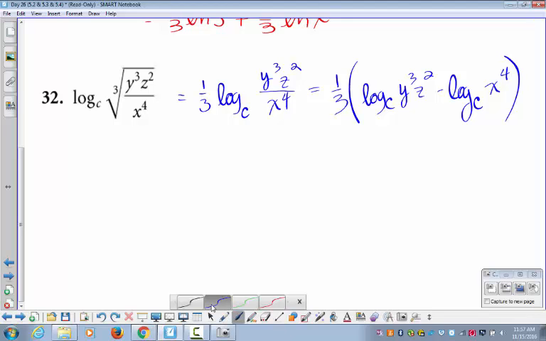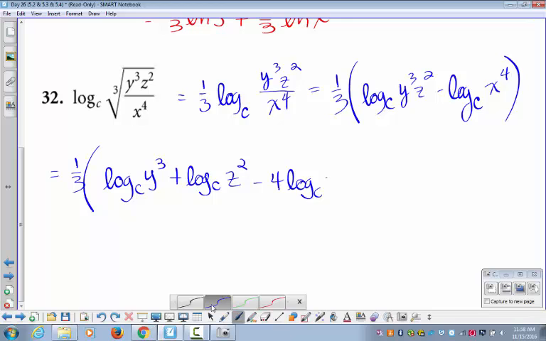Predominant operation in the first log we see there is multiplication. That's the next step. We'll leave that 1/3 out in front for now. So we're going to log base C of y to the 3 plus log base C of z squared minus predominant operation. There is the power, so we can bring that down. And then we'll pull down the power on the first two and push the 1/3 across.